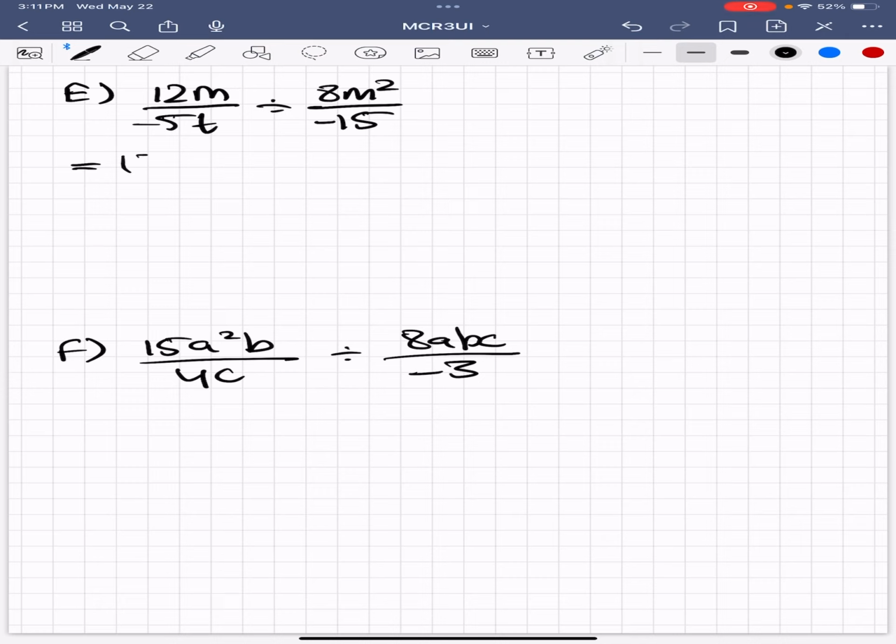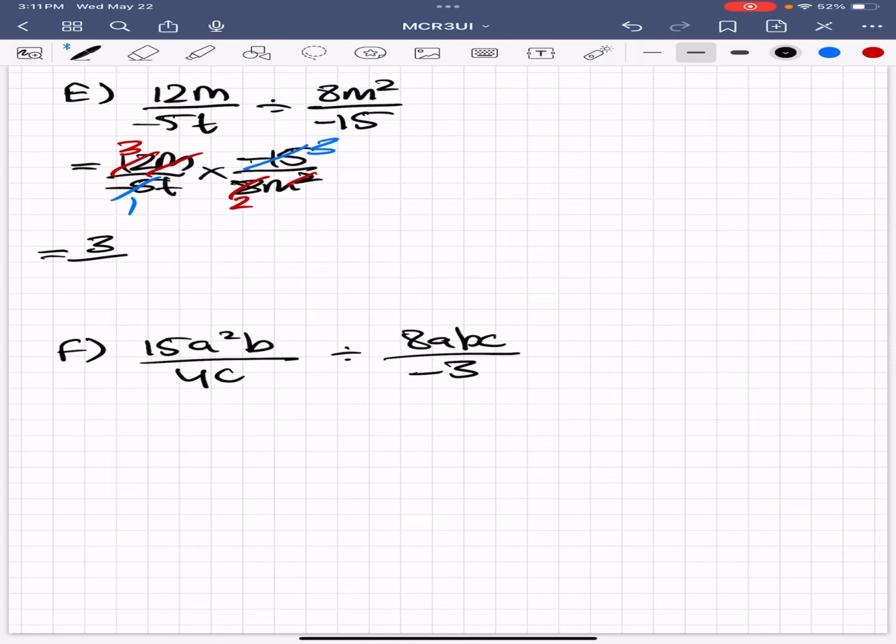This is a division statement, so we are going to flip and multiply. Blue will be the t's, so this would be 1, this would be 3. Red, this would be 2, this would be 3. Cross out the m, cross out the 2. What are we left with?